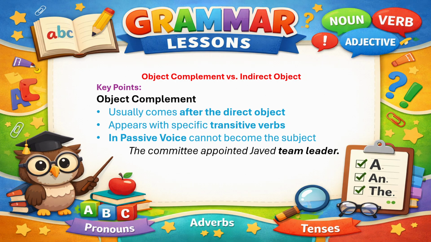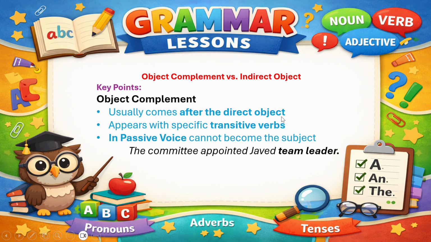Let's have a look at some key points to further understand and clarify this confusion. Point number one is that the object complement usually comes after the direct object. Usually, I don't say always. There are some constructions where we can change, but mostly the object complement comes after the direct object. Second, the object complement appears with specific transitive verbs. Please, this is very important.